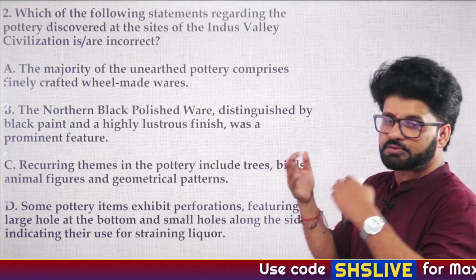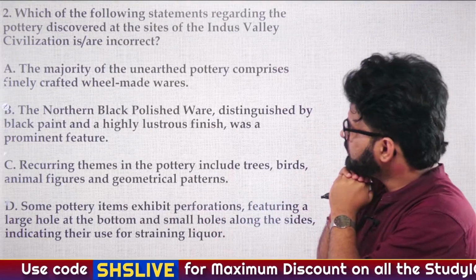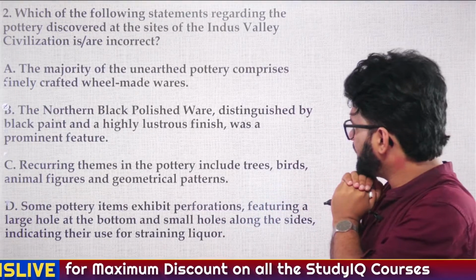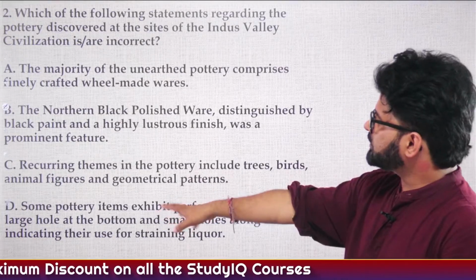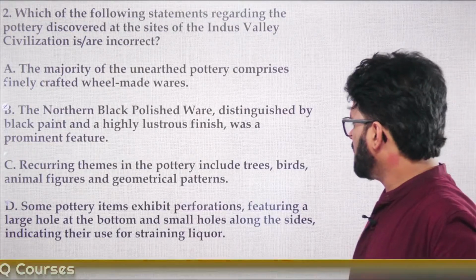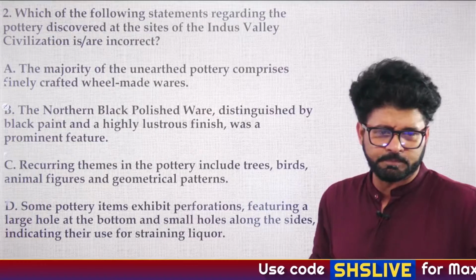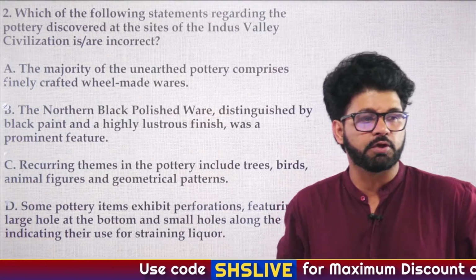Why am I reading this out? Because there are some people whom we have discussed earlier who are differentially abled, who cannot see but attend my class. I'm very happy they do. So option D is some pottery items exhibit perforation featuring a large hole at the bottom and small holes along the sides indicating their use for straining liquor. So what is the answer according to you?